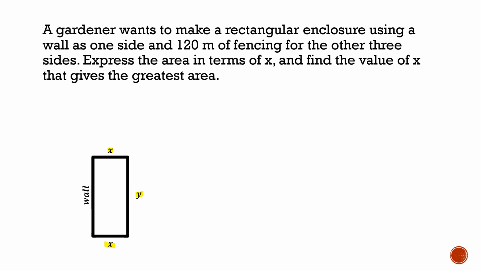Now, remember, I don't need fencing on my wall, so my perimeter is 2x plus y, and that's going to equal 120. Now, if I take that equation and solve for one of my variables, in this case, I'm going to solve for y because y is the easiest to solve for. I get y equals 120 minus 2x. Now, the actual problem is asking us for area, so I'm going to start with the area formula, and I have area equals x times y.